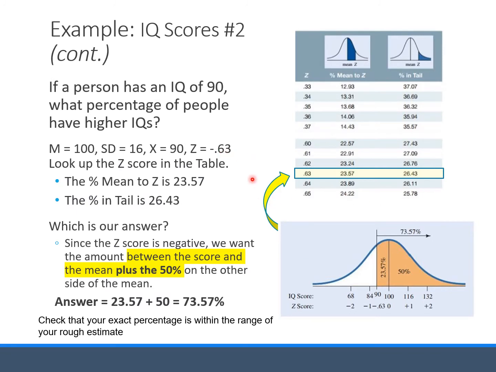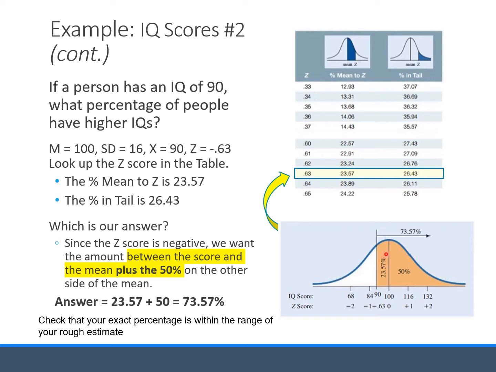So here we have our table again, and I've shown you just a brief part of it. We looked up 0.63, but you'll notice that our table doesn't tell you positive or negative. In fact, it only gives you the positive numbers. Because the normal curve is symmetrical, it is going to be the same size, whether it's on the positive or the negative side, and so you're just going to imagine the mirror image of it on the other side. So this 23.57 part is what's between the mean and our score, and the 26.43 part is what's in the tail, okay?